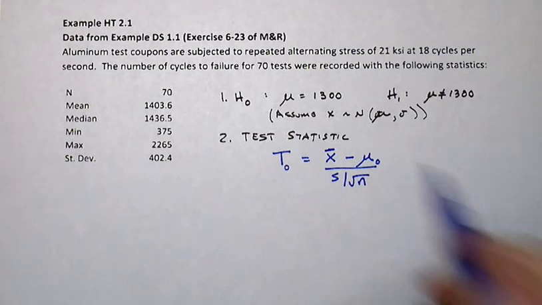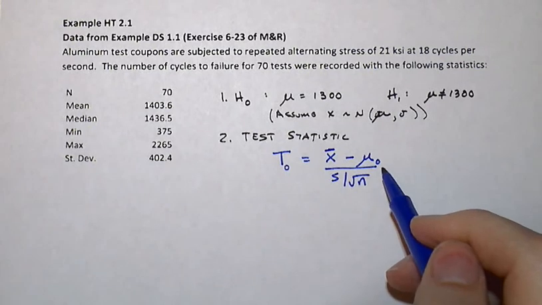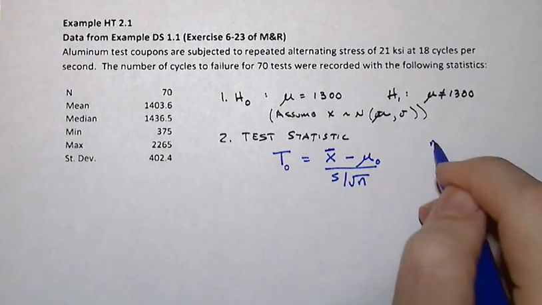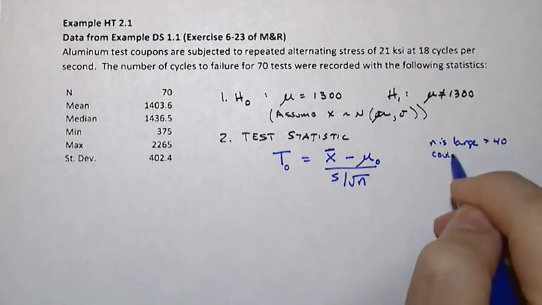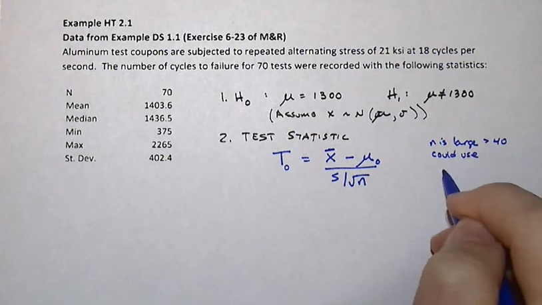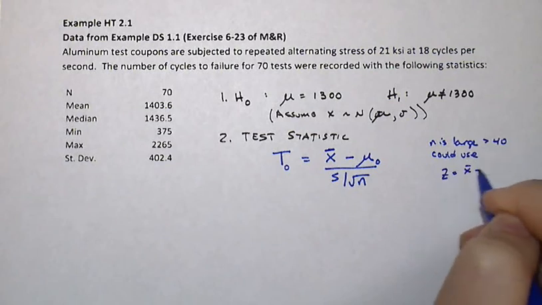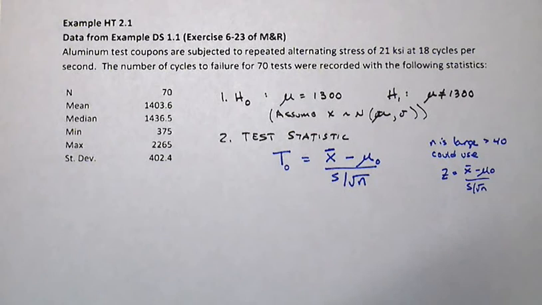For what we're going to test for here, right? Now, again, n is large, right? It's on the order of 70. It's much larger than 40. We could use z equal to x bar minus mu naught over s over square root of n, and pretty much get to the same answer that we're going to be ending up driving at here.